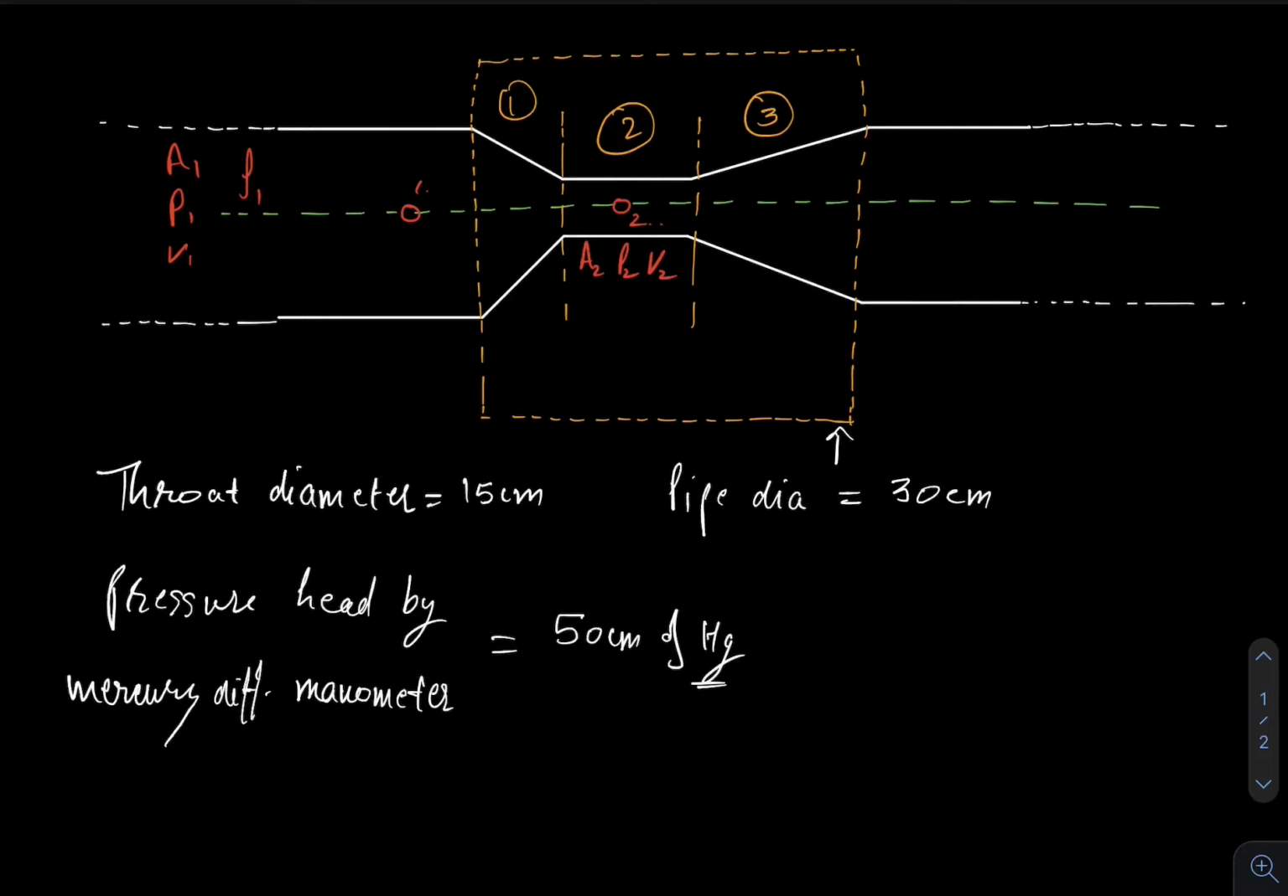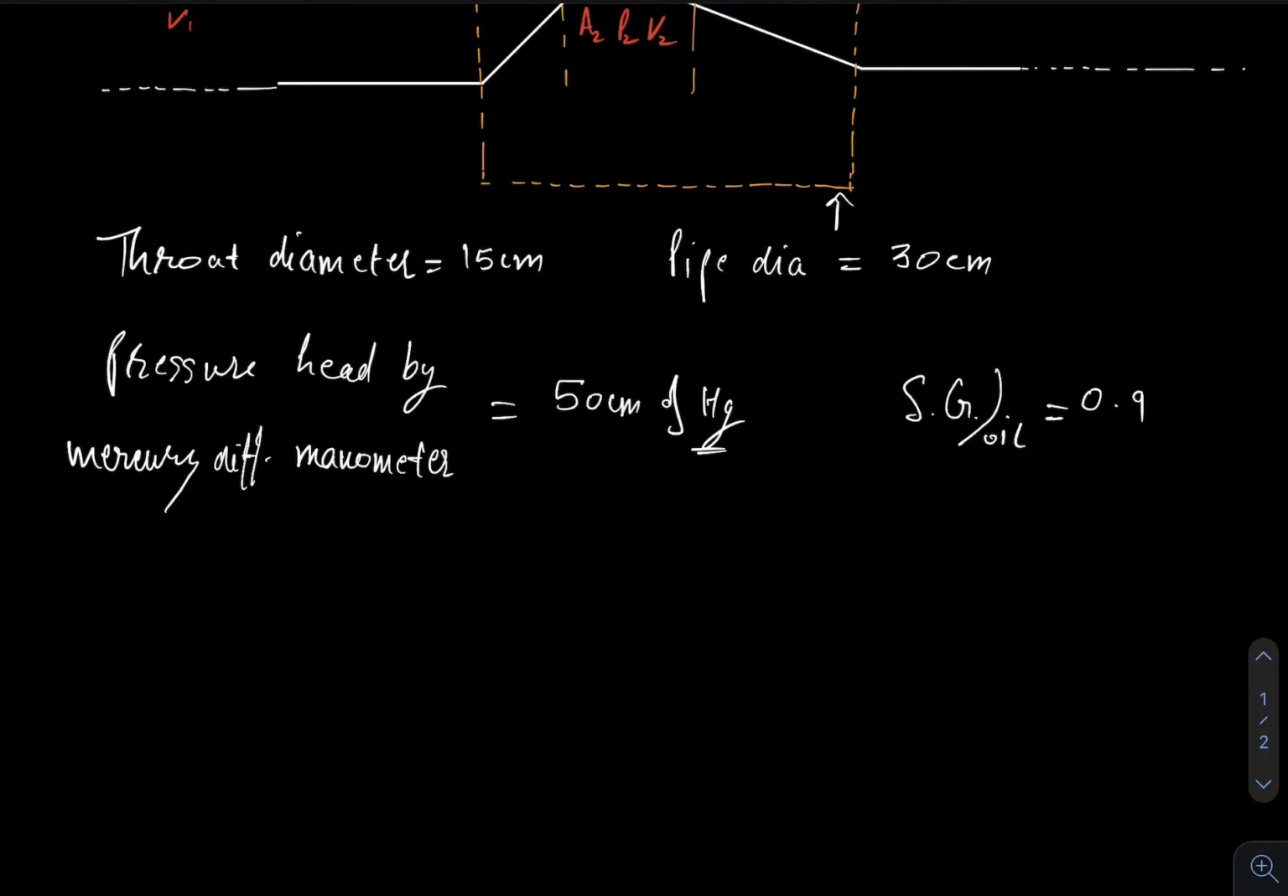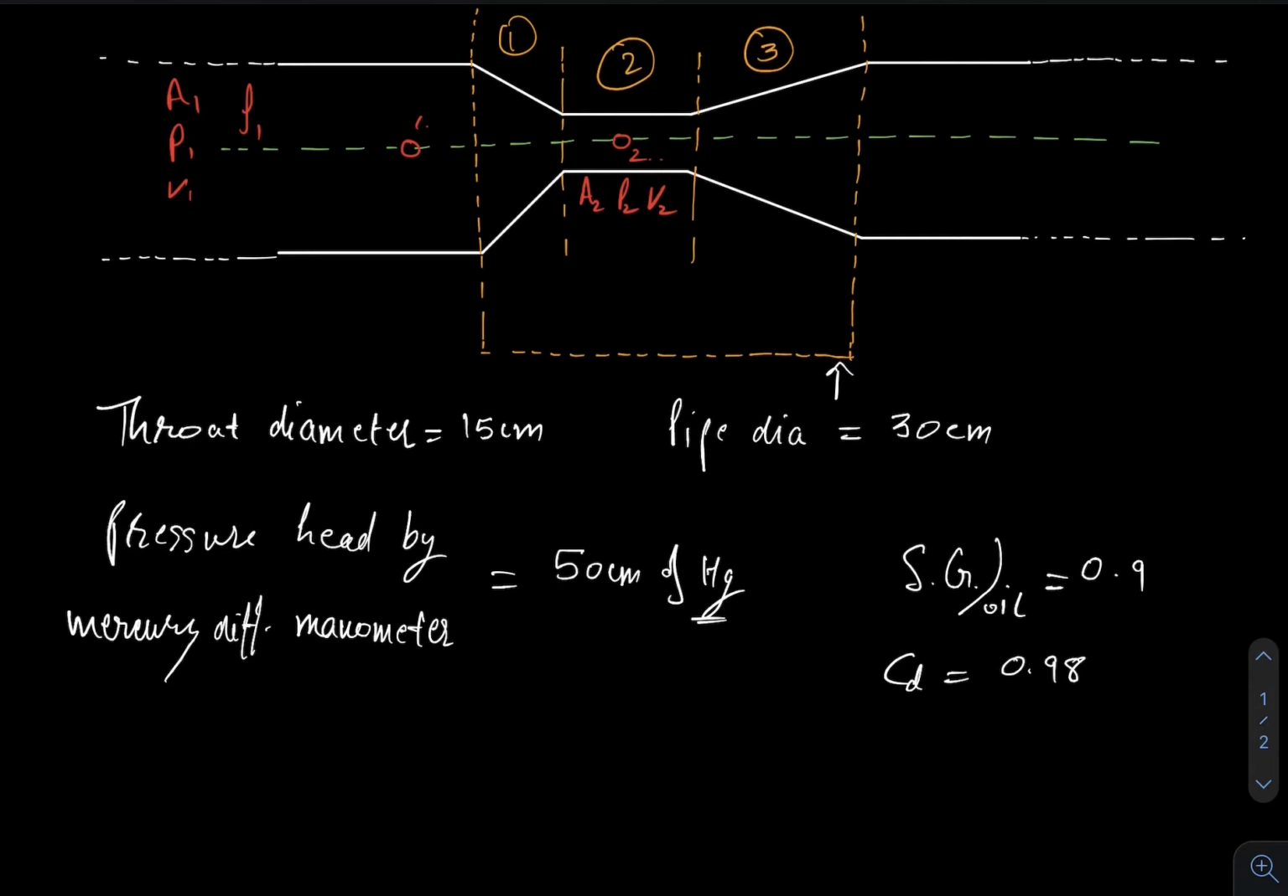And there is oil that is flowing in this pipeline. Okay, and the specific gravity of oil is 0.9. Fine, that's given in the question. Okay, so we have to find the flow rate here. Okay, and yes, CD is also given, coefficient of discharge, which is equal to 0.98. So this is the data that is given to us.